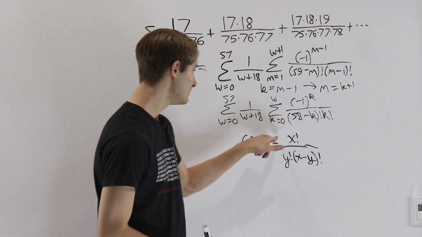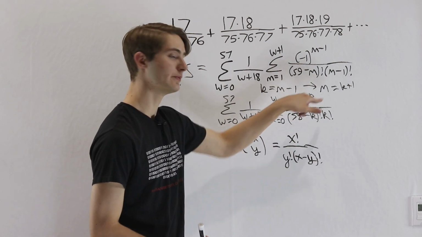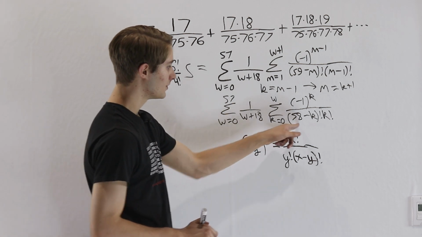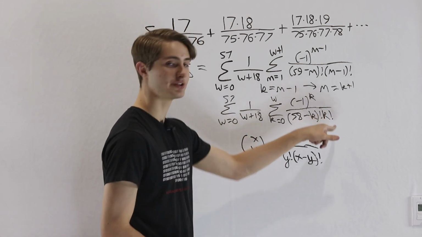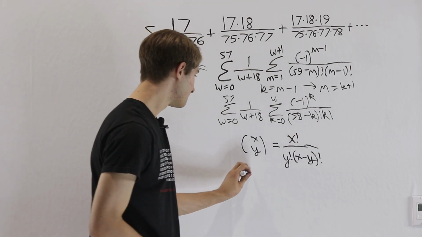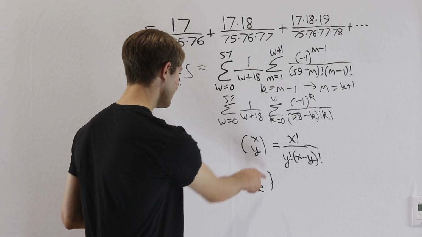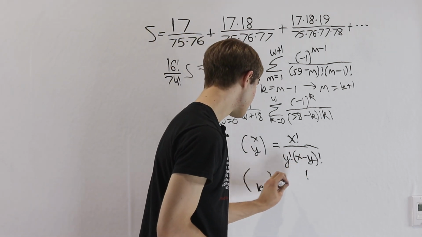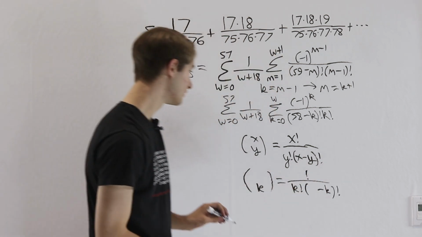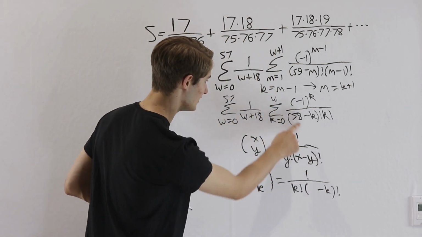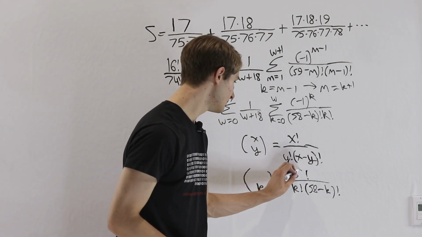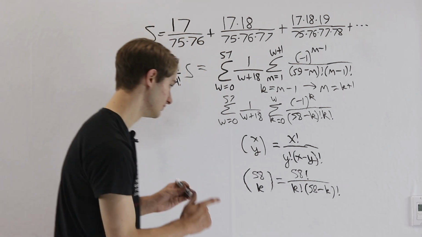But right here, we're missing a factorial on the top that we want to have in order to use this x choose y notation. Let's think about what this 58 minus k factorial times k factorial looks like in terms of this. Well, if we let y equal k, then we have something choose k is going to be equal to something factorial over k factorial times something minus k factorial. What is that something? Well, we know it's got to be 58 for this to work. So 58 minus k factorial, and that makes this top 58, and we have 58 choose k.